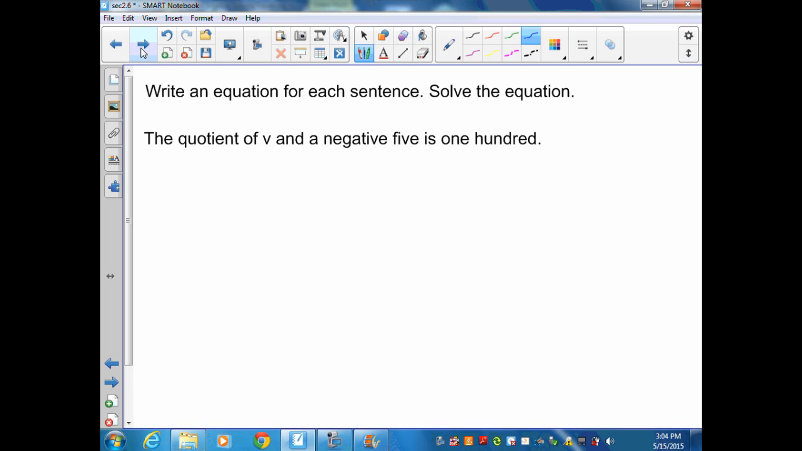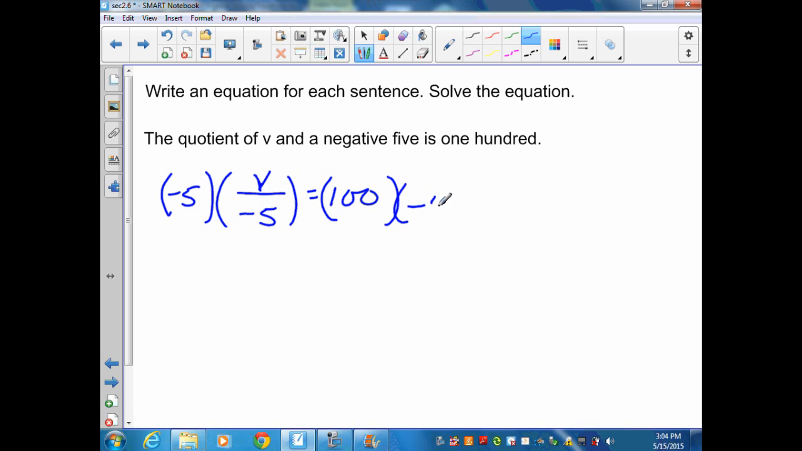Write an equation for each sentence. Solve the equation. The quotient of v and a negative 5 is 100. The quotient means to divide, so v and a negative 5 equals 100. Start on the variable side. What's happening to my variable? It's being divided by negative 5, so I'm going to multiply both sides by that negative 5. And when I solve, the negative 5's cancel on the left, leaving v equal to a negative 500.